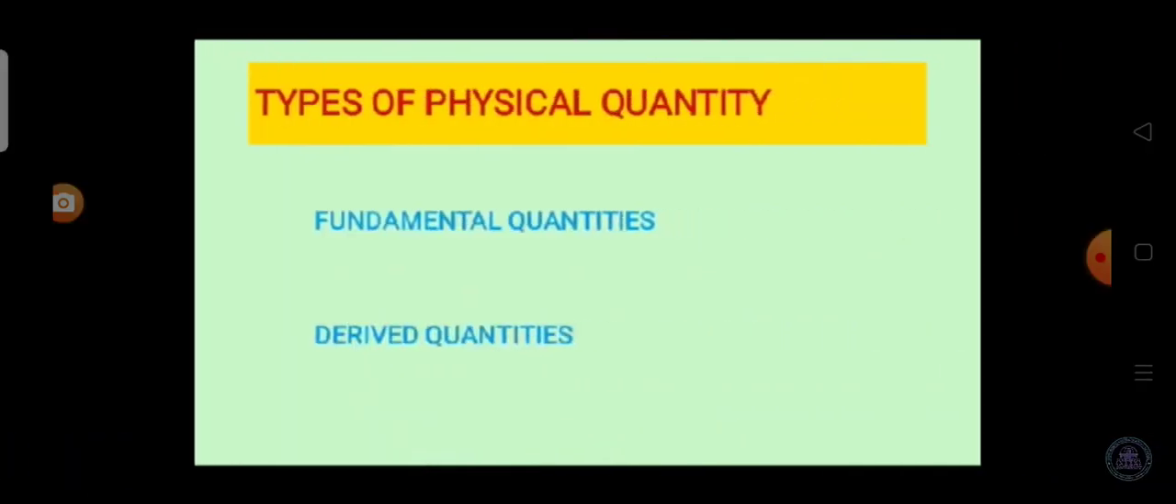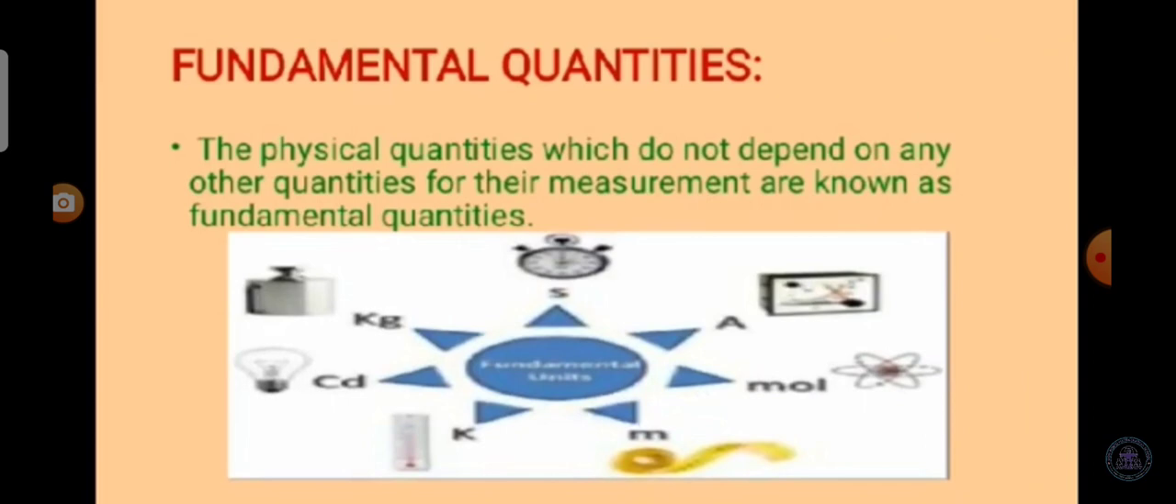Now we see about the types of physical quantity. The physical quantities are classified into two types. One is fundamental quantity and the other one is derived quantities. Now we see the fundamental quantities. The physical quantities which do not depend on any other quantities for the measurement are known as the fundamental quantities. There are 7 fundamental physical quantities.